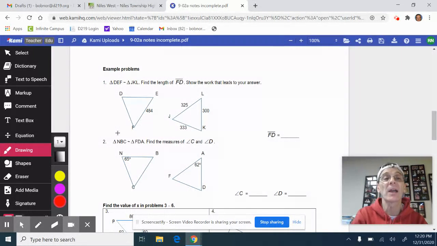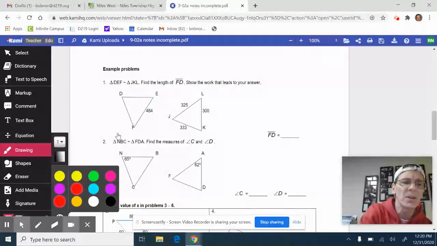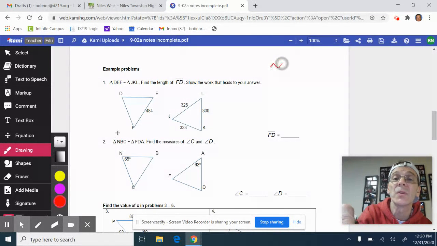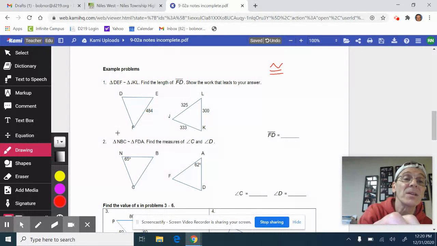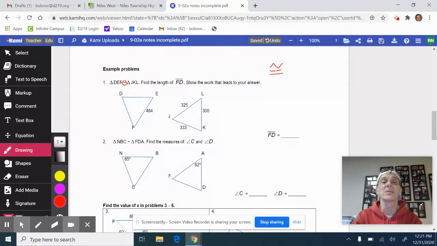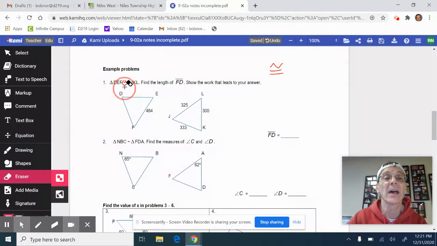First problem, it says triangle DEF. Oh, what's that symbol in there? It kind of looks like a congruent symbol, doesn't it? But it's not a congruent symbol, is it? Because a congruence symbol is one of these things with an equals sign beneath it. That's the symbol for congruence. What's here is the symbol for similarity. This tells us triangle DEF is similar to triangle JKL.